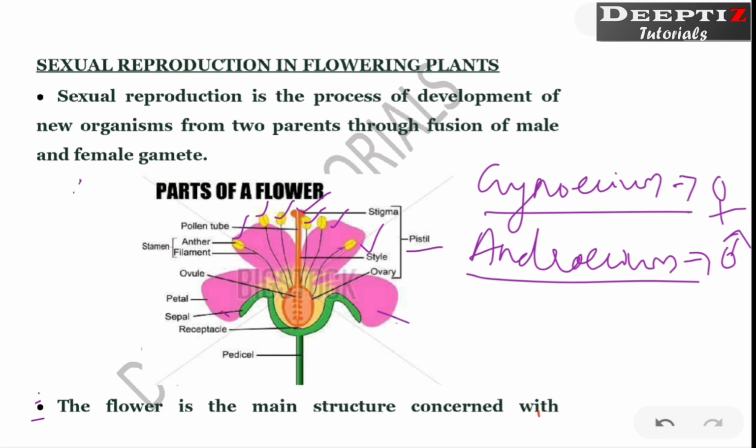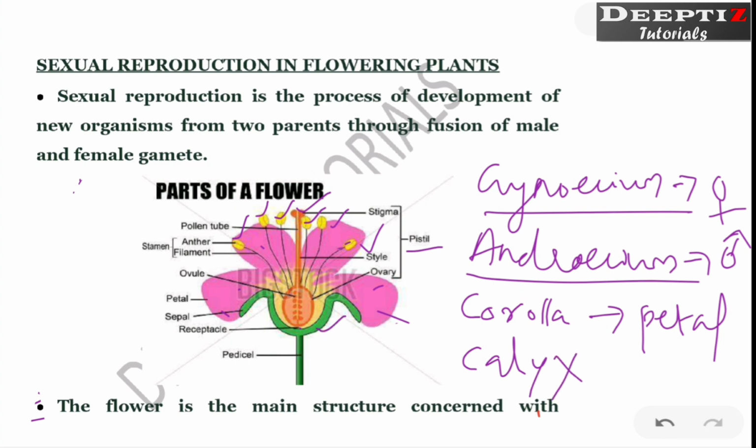A group of petals we call corolla. How many are there? 1, 2, 3, 4, maybe more, right? A group of petals is called corolla, and a group of these green colored structures, what are these? Sepals, are termed as calyx. And instead of the term group, we use a term called whorls.